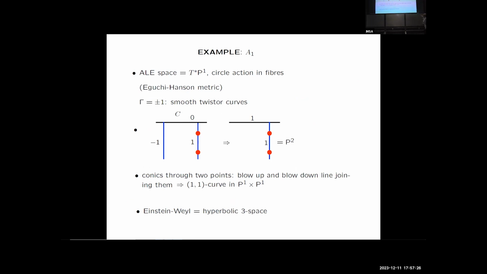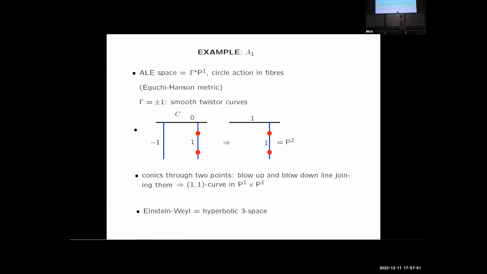And in this case, Gamma is plus or minus 1, so in fact we have smooth twistor spaces in this case. The number of nodes is 0. But here, with my model, my model is this. You can see the total is the -1 picture.